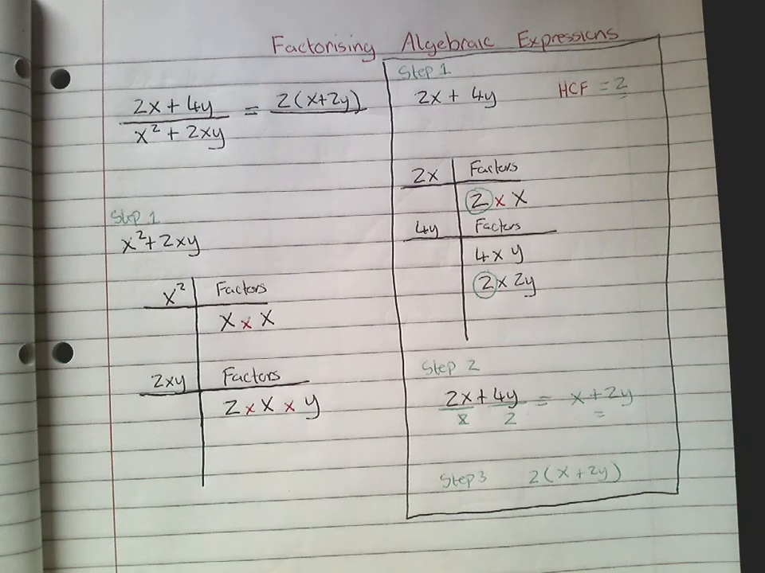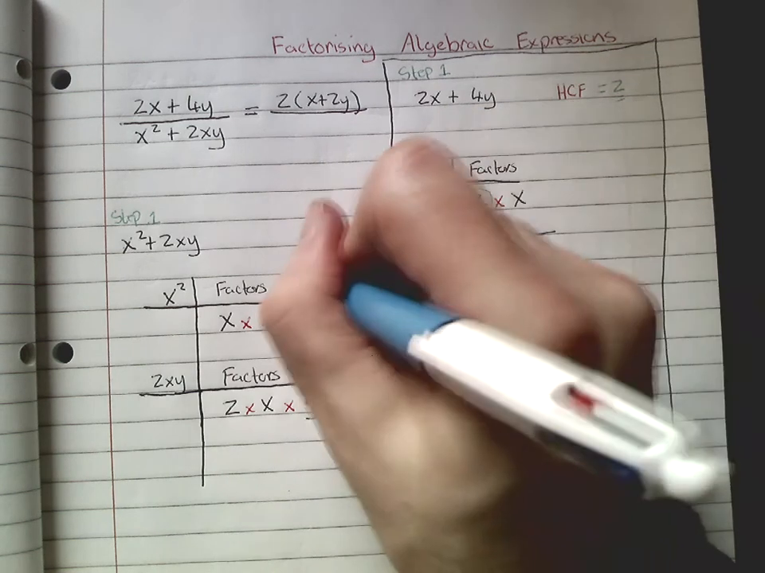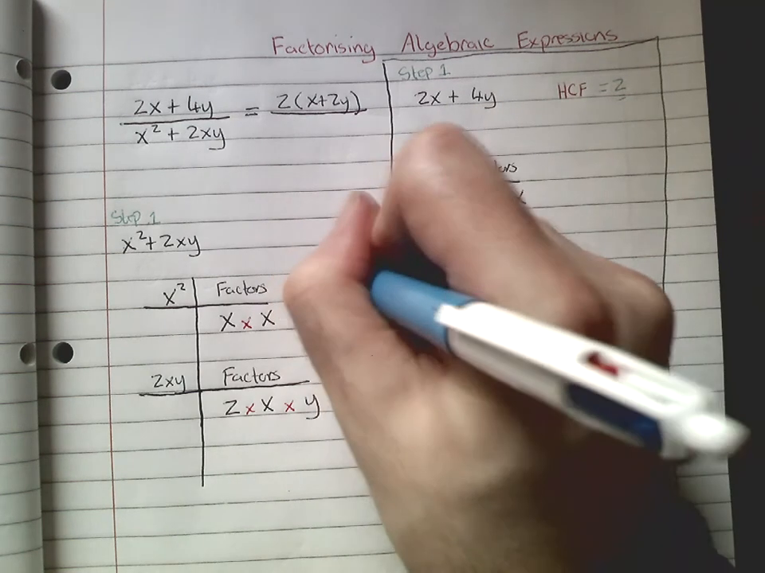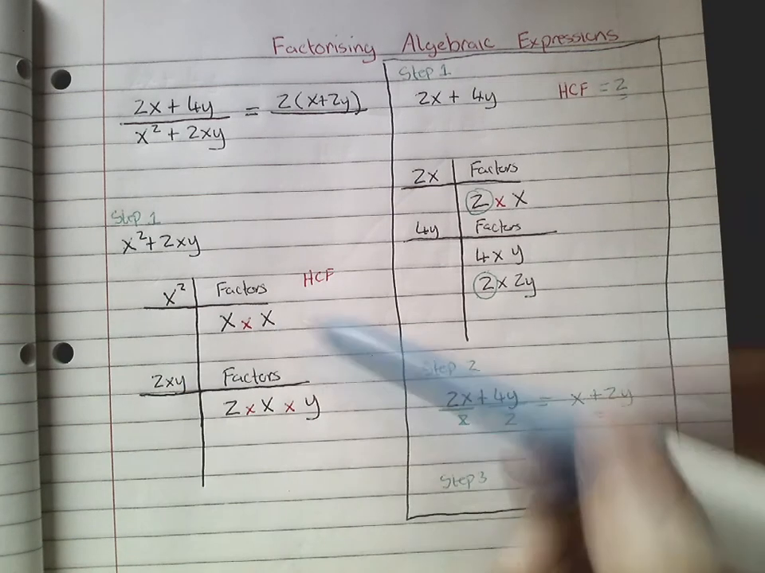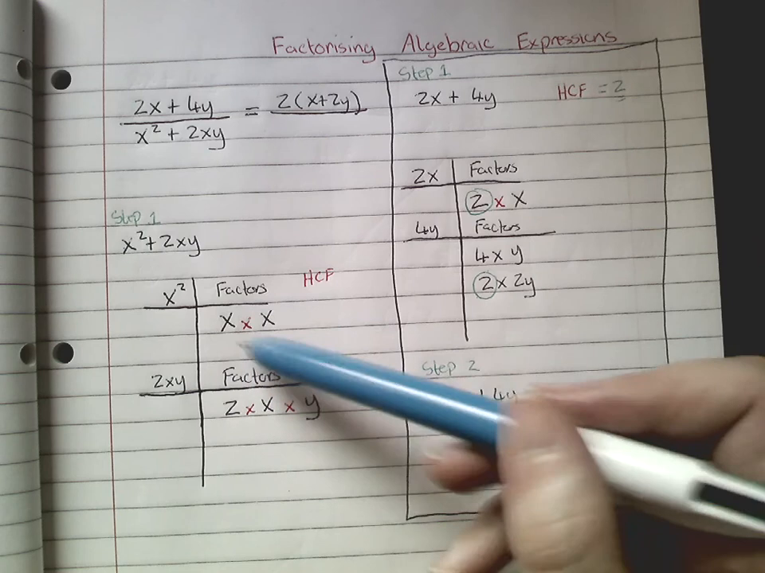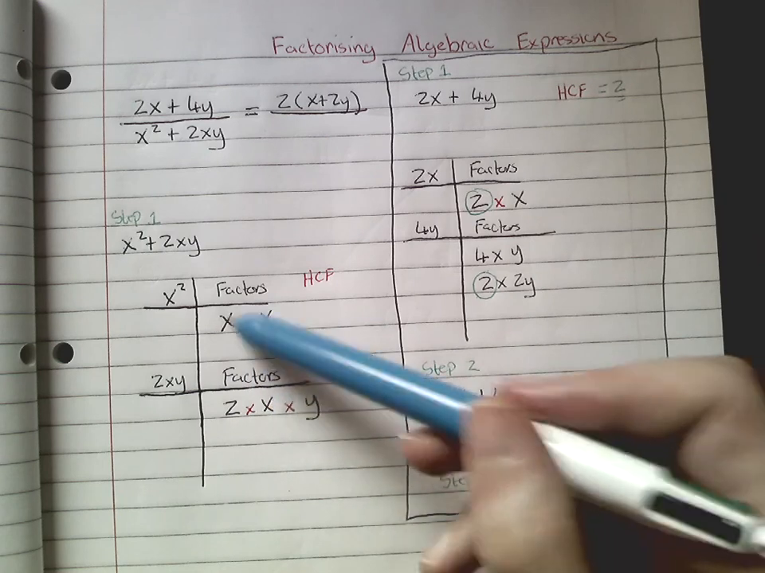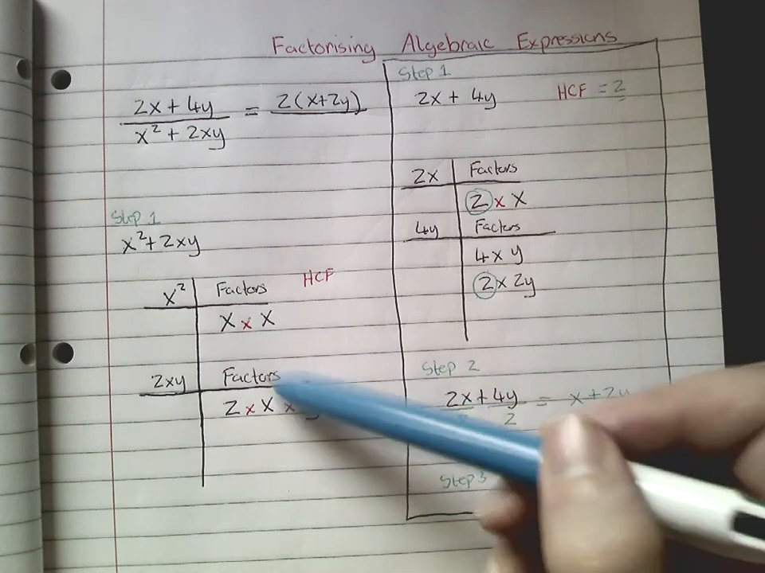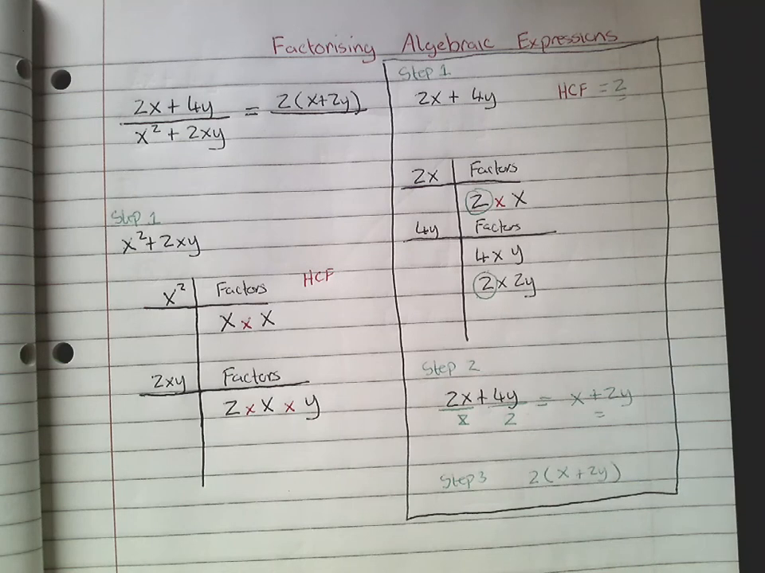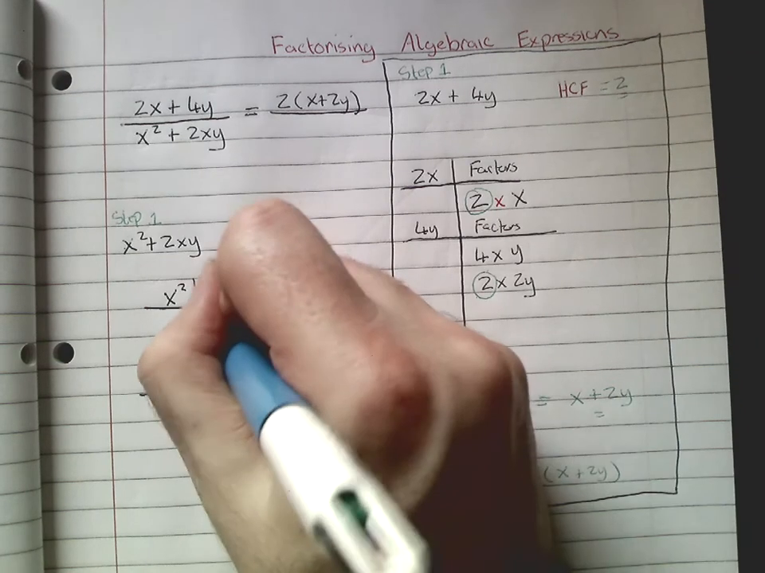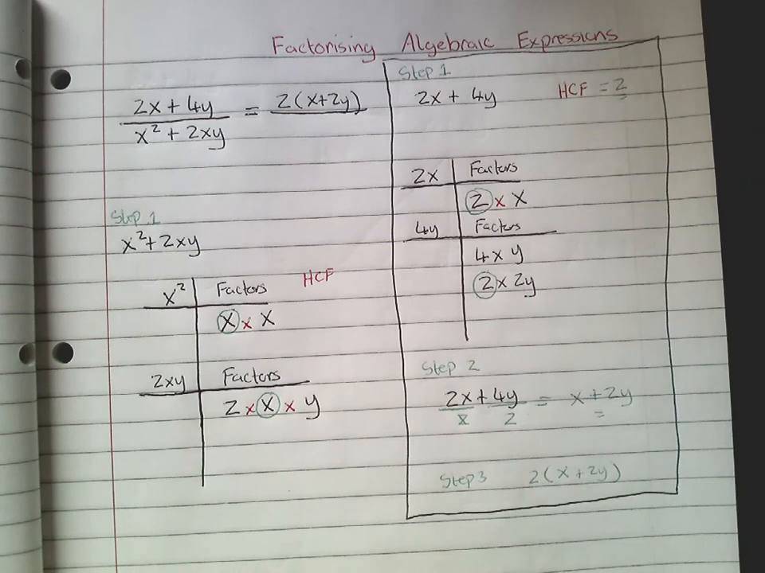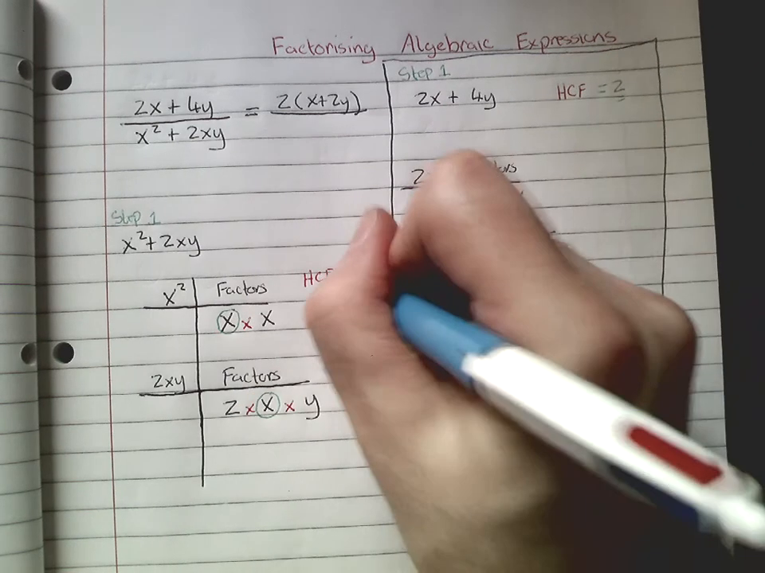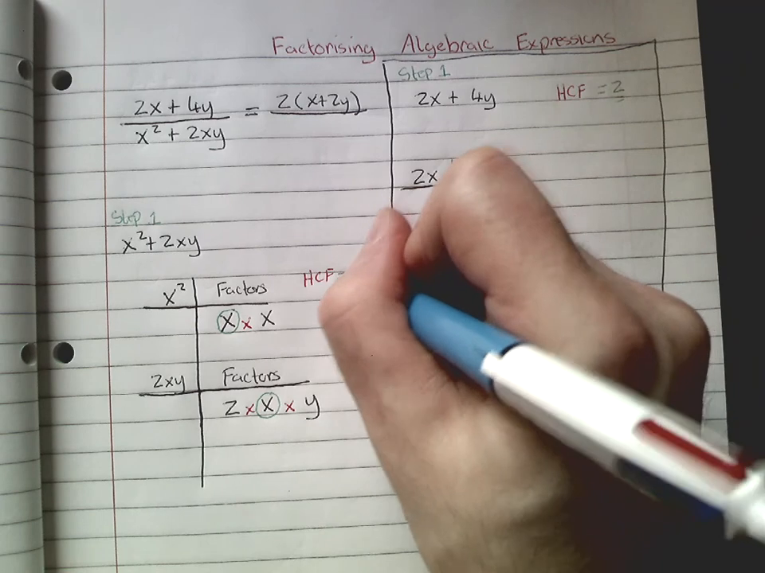The next thing I want to do is look at all my factors and identify the highest common factor, between these two terms here. If I have a look, I can see what's common: x is common to both. Therefore x is the highest common factor. So the highest common factor is equal to x.